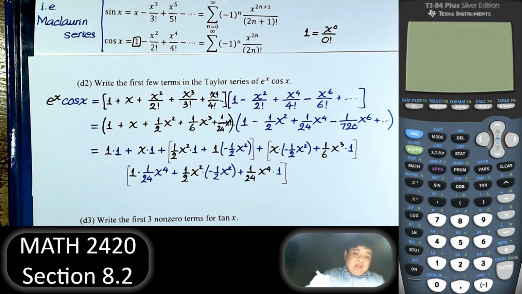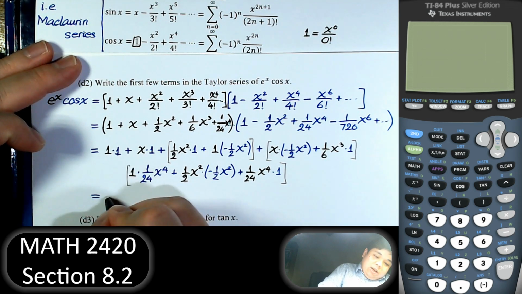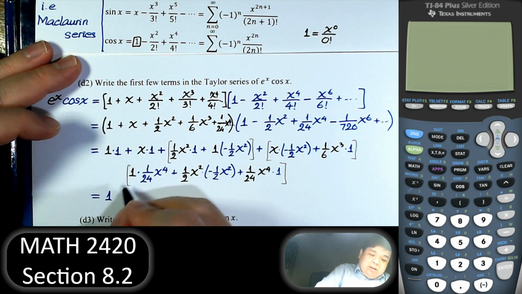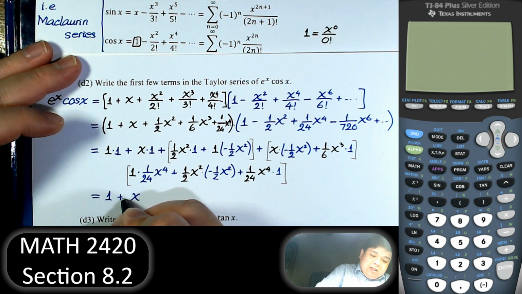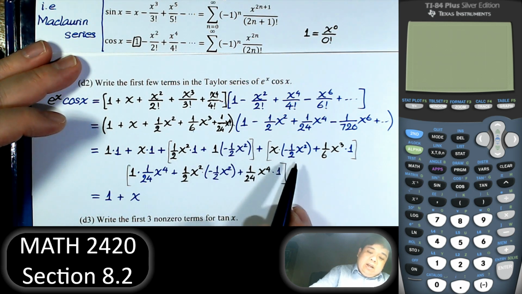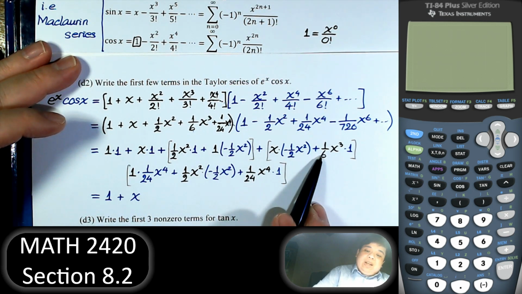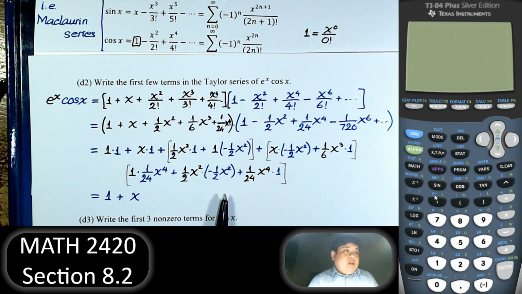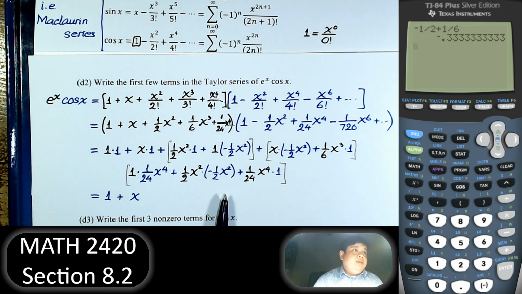Now the rest we just simplify. 1 times 1 is 1, plus x. Negative 1/2 x squared and 1/2 x squared cancel out, so we don't have any x squared. Then negative 1/2 plus 1/6 is the coefficient of x cubed. So what is negative 1/2 plus 1/6? It should be negative 1/3.